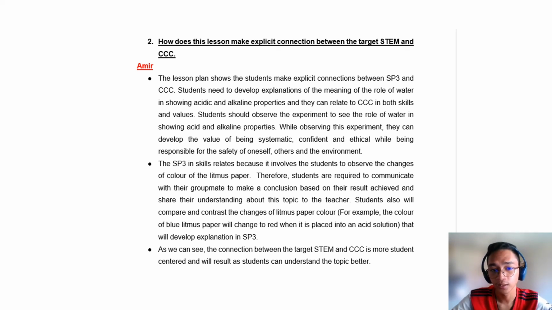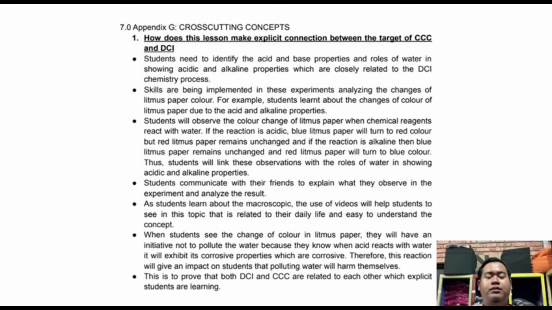So as we can see, the connection between target STEM and cross-cutting concept is more student-centered and will result in students understanding the topic better. Next, we move to cross-cutting concept. So how does this lesson make explicit connection between the target of cross-cutting concept and disciplinary core idea? First, students need to identify the acid and base properties and roles of water in showing acidic and alkaline properties, which are closely related to the disciplinary core idea, chemistry process.